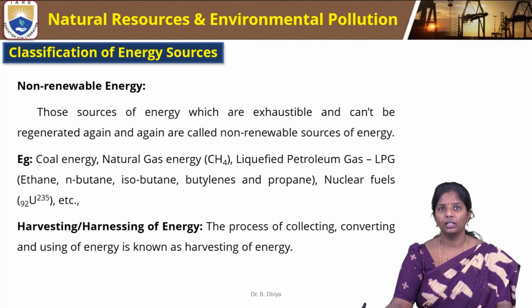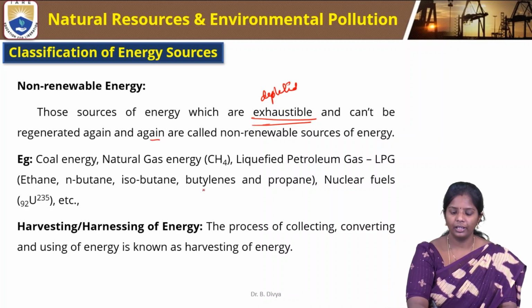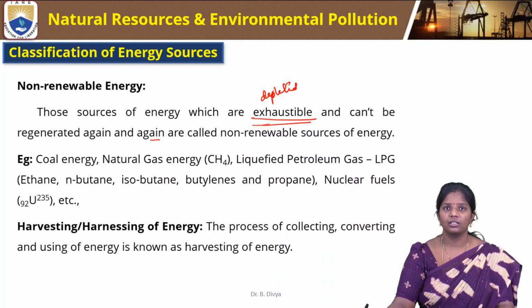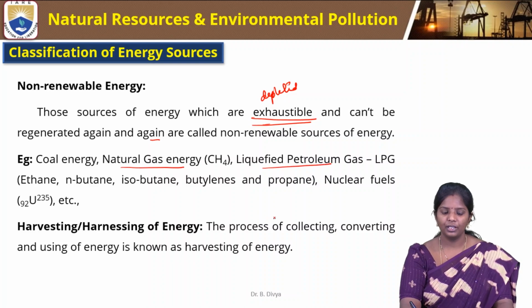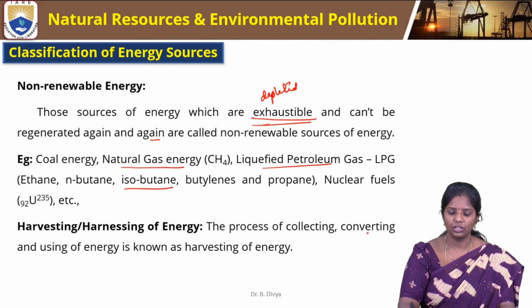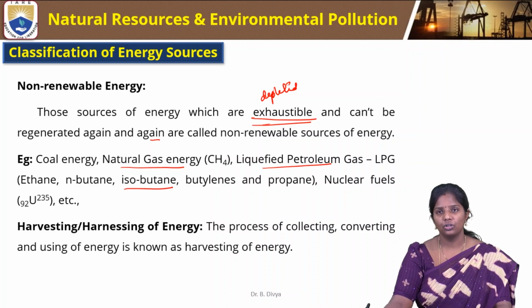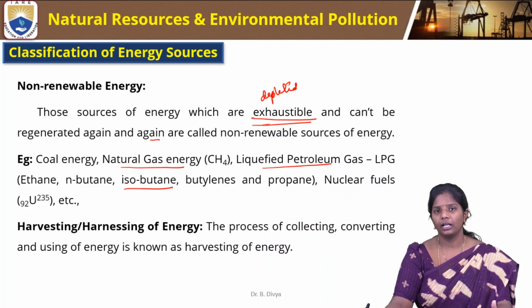Next, non-renewable energy. These are sources of energy which are exhaustible. They can be depleted upon too much use and cannot be regenerated again and again, and are called non-renewable resources. Examples: coal energy, natural gas, liquefied petroleum gas (LPG), which is composed of ethane, butane, isobutane, butylenes and propylene. So these are the composition of LPG. When we keep on using them, there is also scope for the release of greenhouse gases like carbon dioxide.